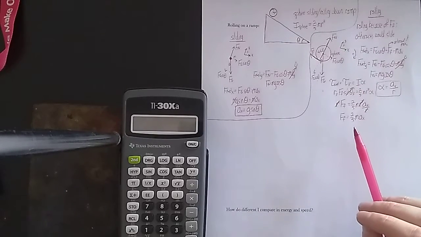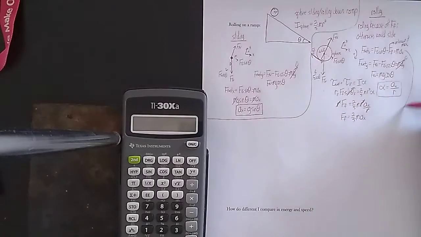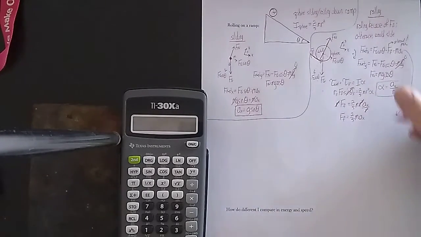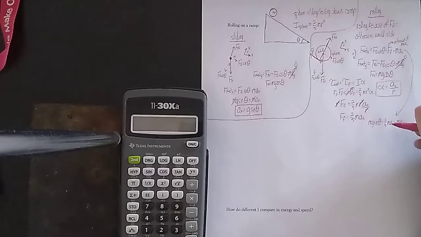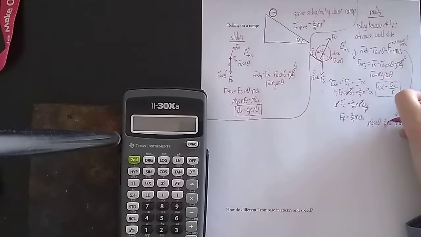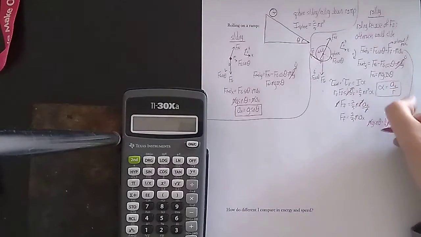Since we now know what the force of friction is, we can plug that in up here to find the acceleration. Rearranging, I have mg sine theta minus 2/5 max equals max. First of all, I can cancel out all my m's. I add 2/5 ax to the other side. I get g sine theta equals 7/5 ax. And therefore, the linear acceleration down the ramp must be 5/7 g sine theta.